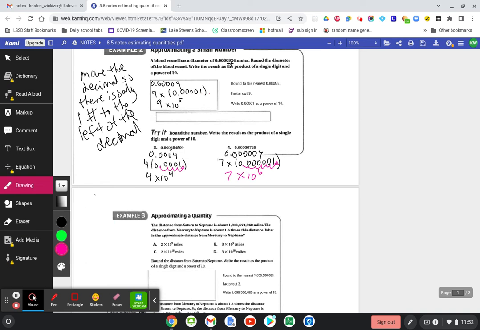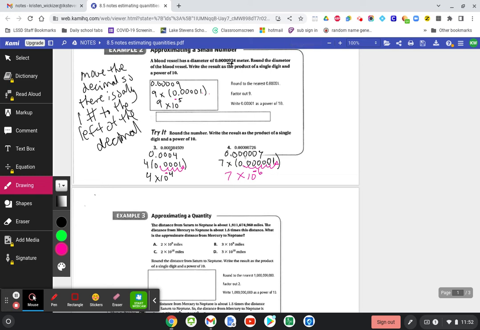Ooh, wait, hold on. Pause just a second. I made a big mistake on these. These should all be negative exponents because they started as really small numbers. That is a huge mistake that I left out. This should be times 10 to the negative 5th. This should be times 10 to the negative 4th. And this is times 10 to the negative 6th.